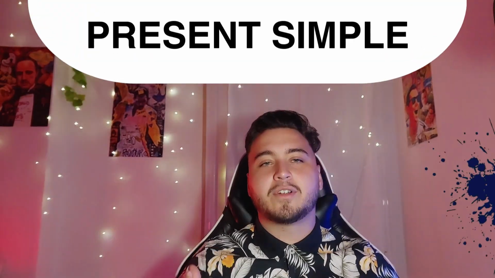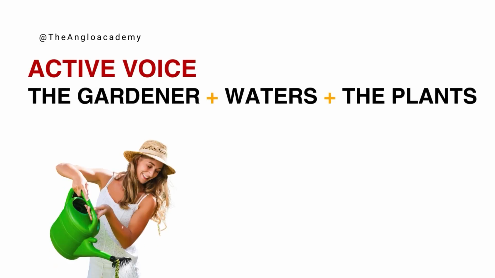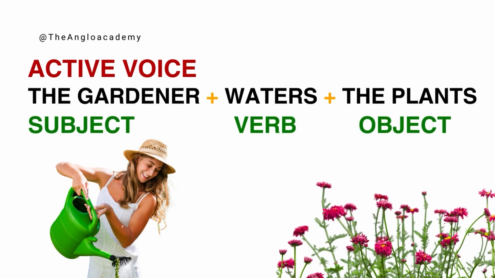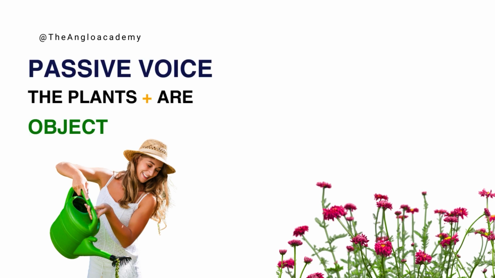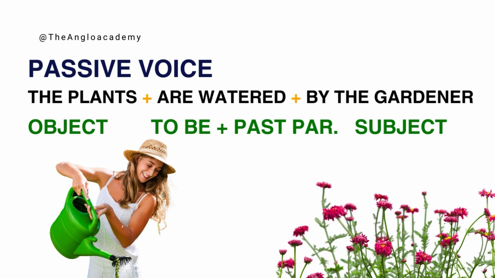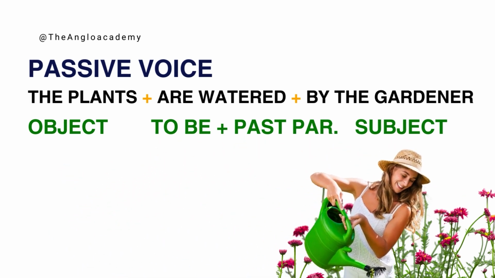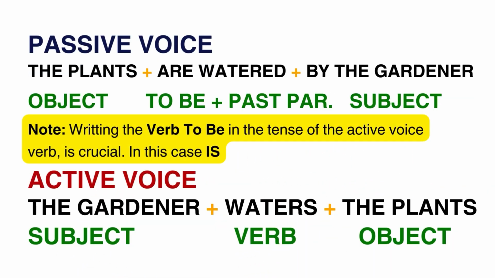Every tense will have exactly the same structure whether you use passive or active voice. First, simple present tense. Active, the gardener, subject, waters, verb, the plants, object. Let's swap it together. Passive will be the plants, object, are watered, past participle, by the gardener, subject. Here, if you see, we just added the verb to be in the tense we are doing the change and the past participle of the verb.